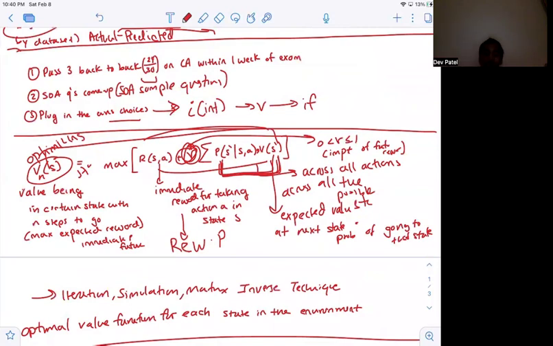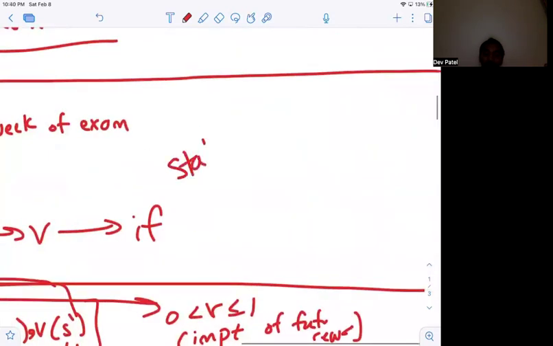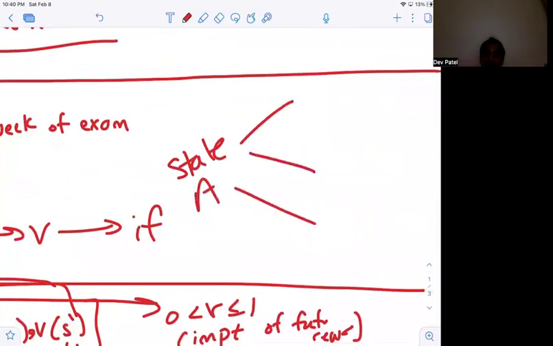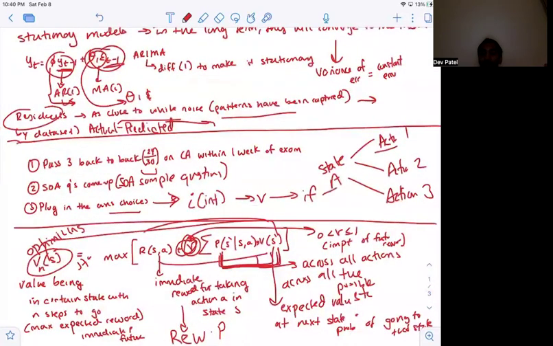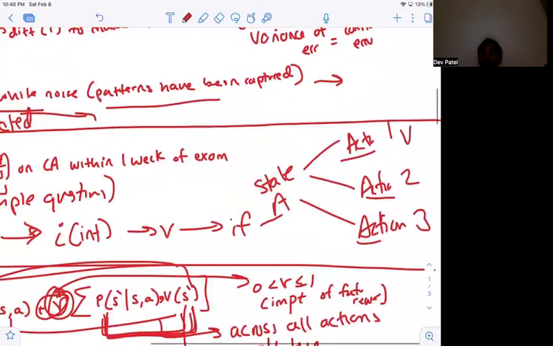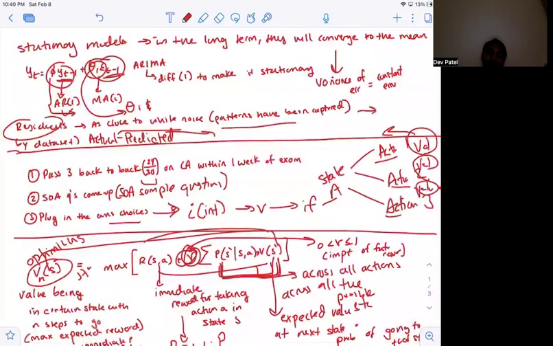So just as a visualization, if I am in state A and I can perform three different actions, I can do action 1, action 2, or action 3. For each of these state-action combinations, I'm going to have a value associated with it. And how do I get the value of each state-action combination? It's by taking the immediate reward, right? The immediate reward.